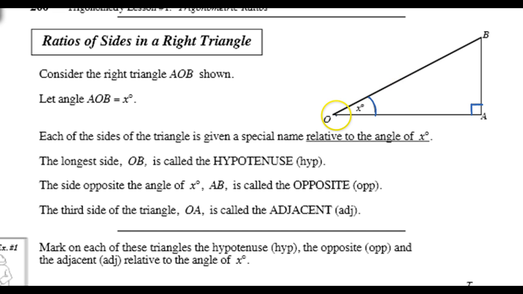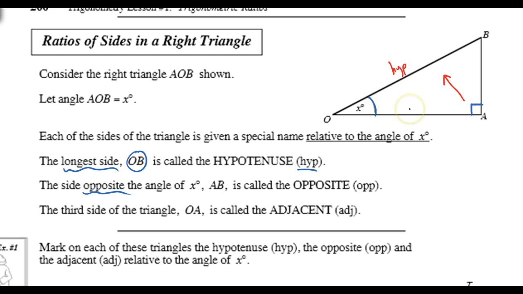Okay, we have the side which is the longest side, and that's OB, and the long side is always called the hypotenuse, or HYP for short. The longest side is the side that's always going to be diagonally opposite of your right angle there. Okay, all right, then we also have 2 other sides. So if I was to label this, this would be the hypotenuse there.